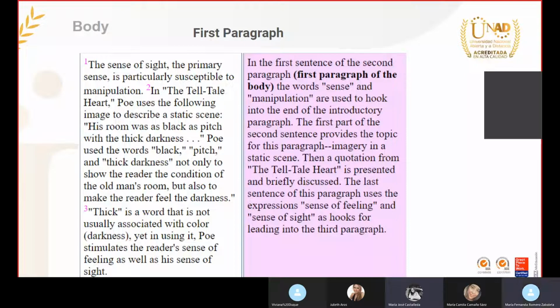Yes, thank you. So you remember sense and manipulation.